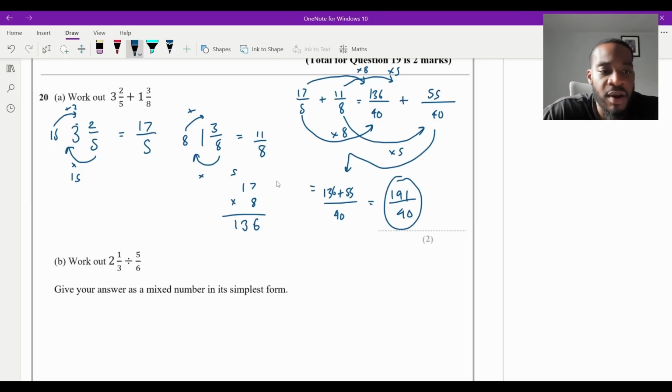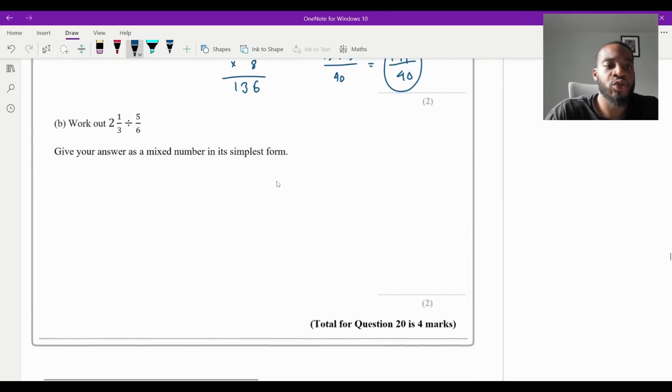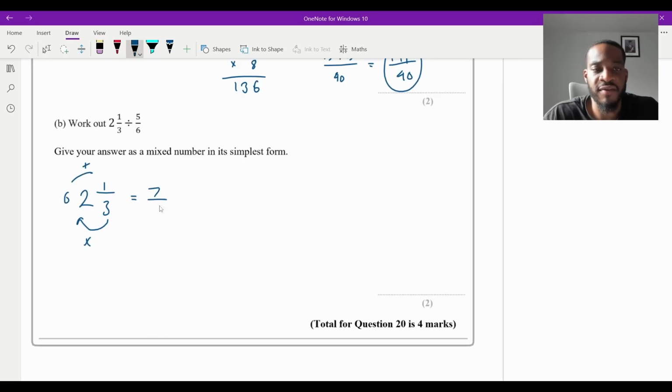Now, part B, it says work out 2 and 1/3 divided by 5/6. Give your answer as a mixed number in its simplest form. So this one here, firstly, what we've got to do is change that to a mixed number. Sorry, we've got to change it to an improper fraction. So doing that again is easy. 3 times 2 is going to be a 6. Add that to the top. 6 plus 1 is 7, so it's 7/3.